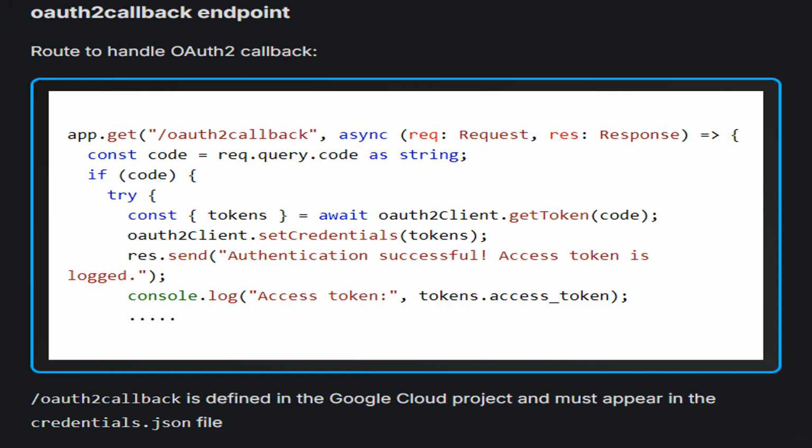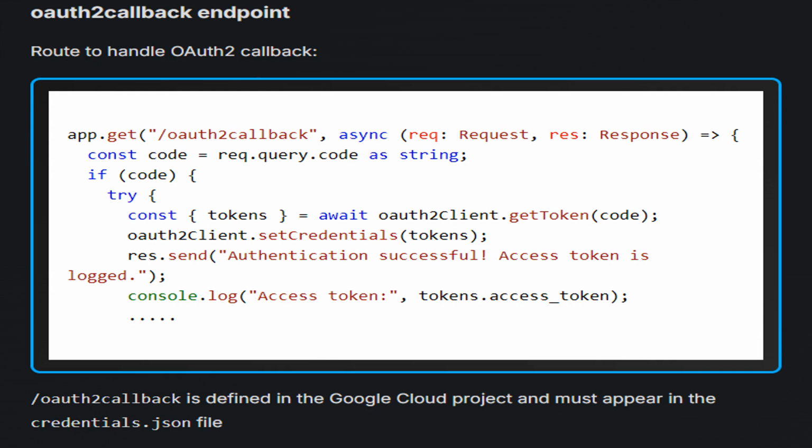The text describes an Express.js route that handles OAuth2 callbacks. When a user is redirected to the /oauth2callback endpoint after authentication, the server retrieves the authorization code from the query parameters. If the code is present, it uses the OAuth2 client to exchange it for access tokens. Once the tokens are obtained, they are set as credentials for the client, and a success message is sent in the response. Additionally, the access token is logged to the console.